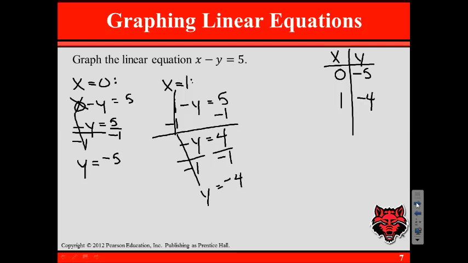Now, in the last 2 examples, we found 3 ordered pairs. But remember, a unique line is chosen by finding 2 points. So once we find 2 ordered pairs, that's more than enough. Actually, it's exactly enough.